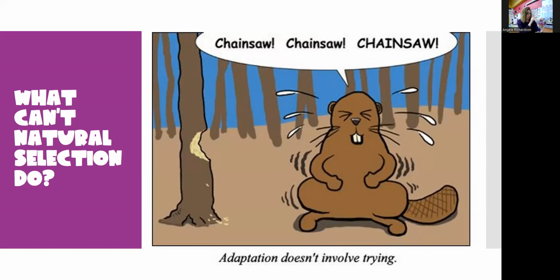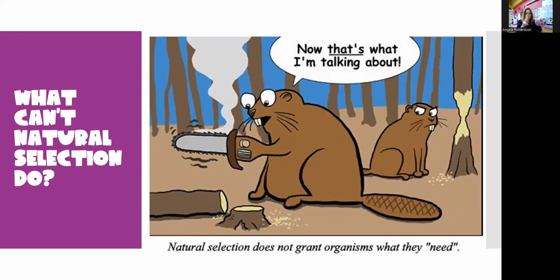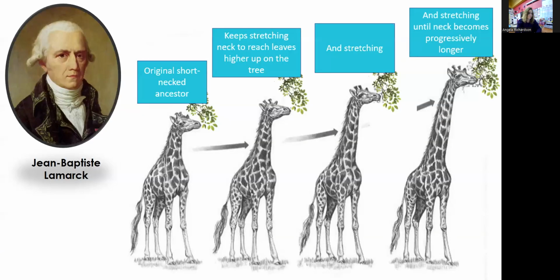So this little beaver right here, he's thinking, okay, how am I going to get these trees cut down faster? Well, he wants a chainsaw because a chainsaw is just going to go ripping through those trees like none other. It doesn't work that way. It does not grant organisms what they need. We can't just randomly start growing chainsaws out of our hands and go whipping through the forest. Remember, everything is random. Everything is by mutations, building up over time.